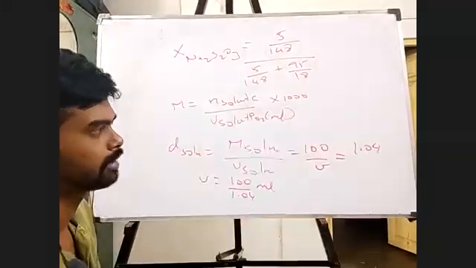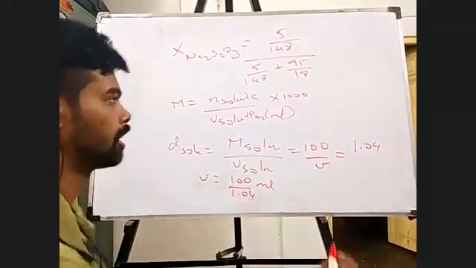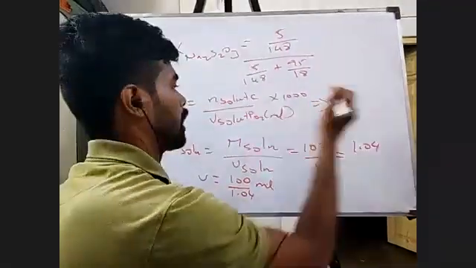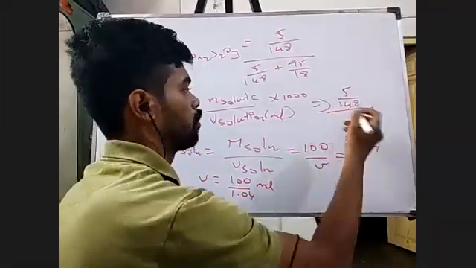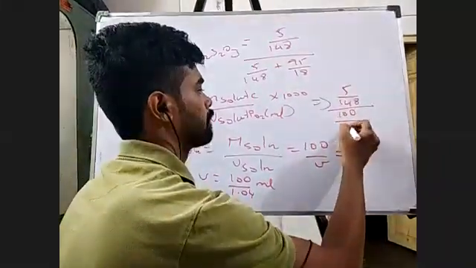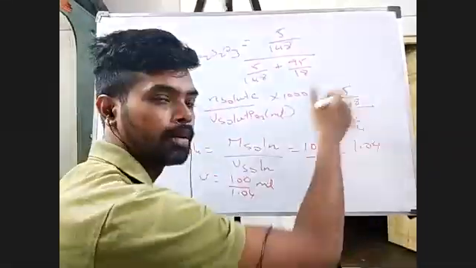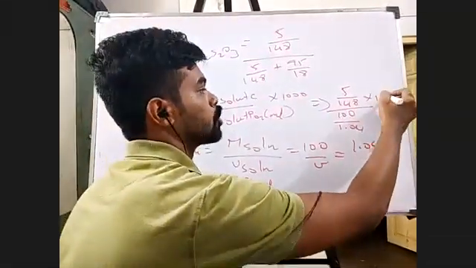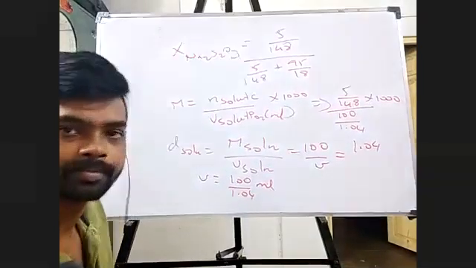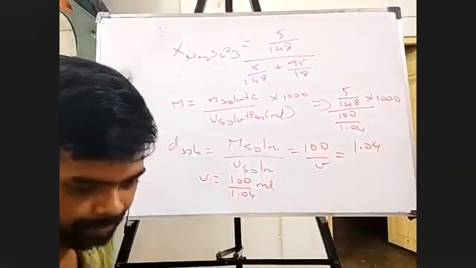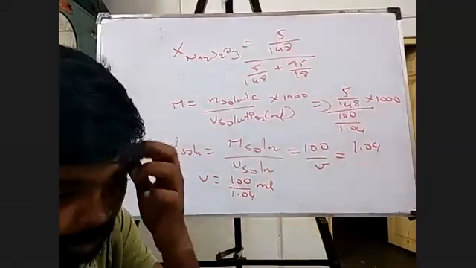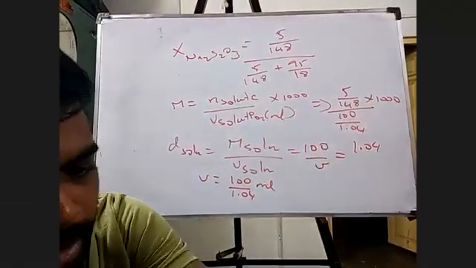Now that's it, your molarity is also found out. How will I find it now? Number of moles of solute, that is 5 divided by 148, divided by volume, which is 100 divided by 1.04, this is the volume of solution, into 1000. That's it. Understood? Okay. Fine. Now we'll go for another problem.